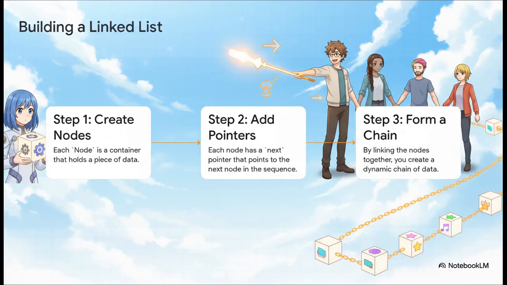One of the most fundamental data structures is the linked list. Honestly, the best way to think of it is like a scavenger hunt. Each clue in the hunt, we call it a node, holds a piece of data. But critically, it also holds a pointer, which is really just the location of the next node in the chain. It creates this dynamic chain where each item tells you exactly where to go to find the next one.